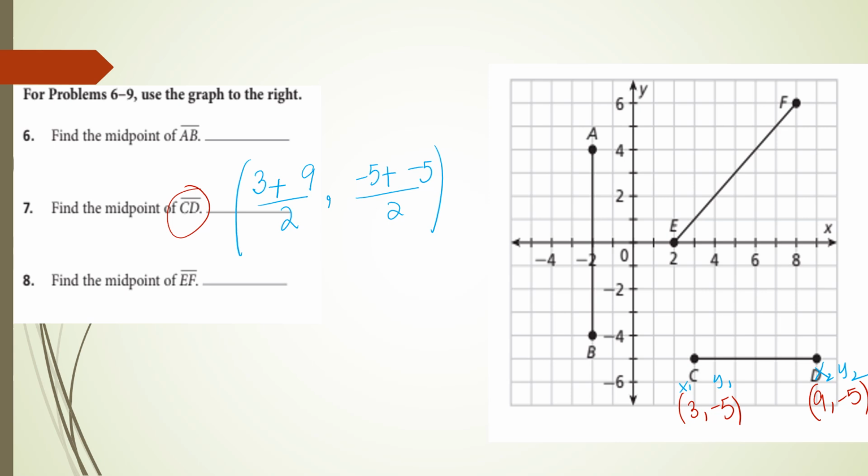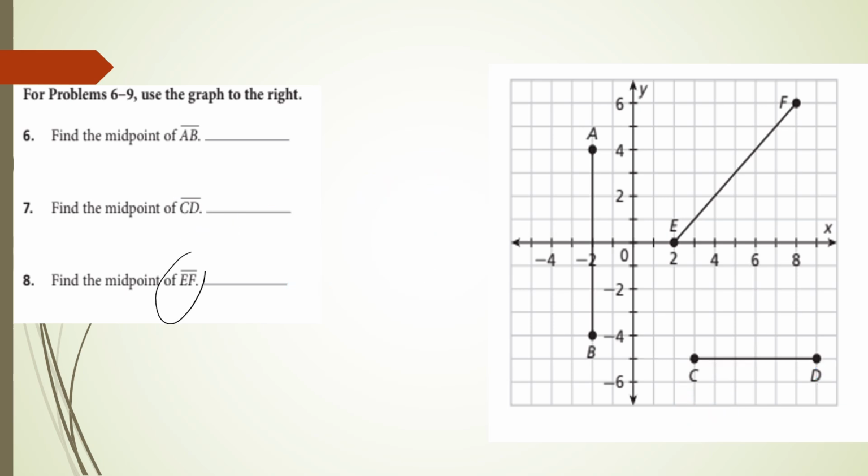Now 9 plus 3 is 12. 12 divided by 2 is 6. And -5 plus -5 gives you -10. -10 divided by 2 gives you -5. So the coordinates of the midpoint of CD are (6, -5). Okay, and you can see over here, if you visualize this thing, this is the midpoint, right? So can you read it? 6 is the x and -5 is the y, which means that your work is correct.